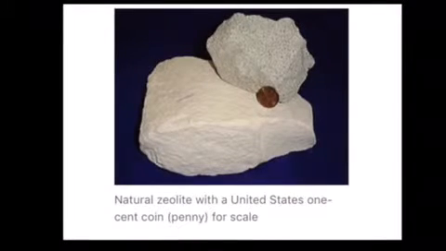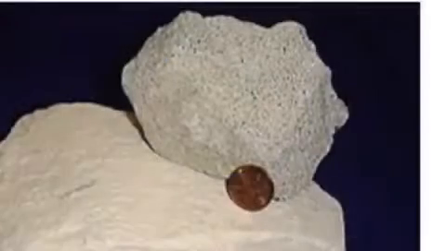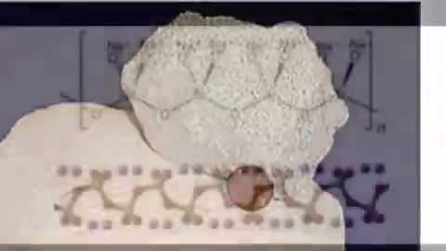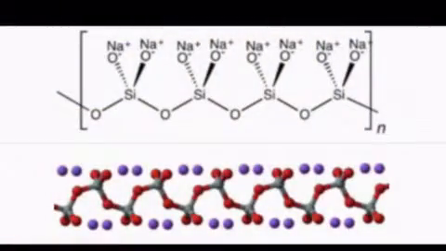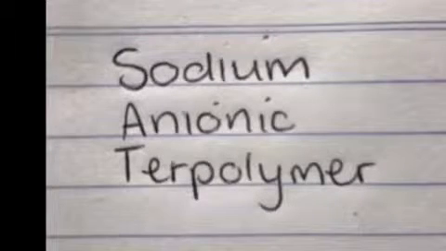Zeolite is the first ingredient on the list that is lower in concentration than the surfactant. It is another species of builder that serves the same purpose as the sodium carbonate. However, it is a porous and more complex molecule and is therefore more effective at binding minerals. Sodium silicate is another builder. Sodium anionic terpolymer is next.